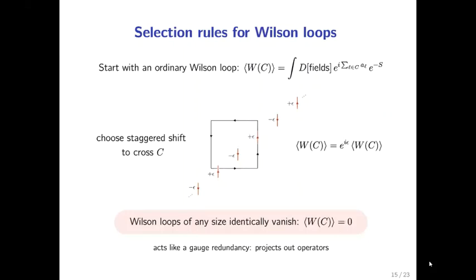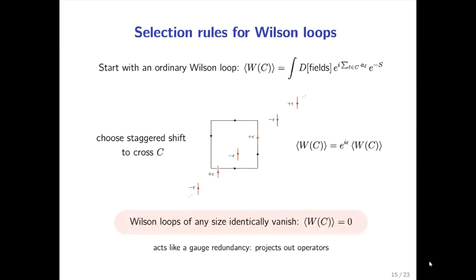And it is true even if you introduce other operators. So any correlation function. Yeah, so generic correlation functions of two Wilson loops will also vanish.